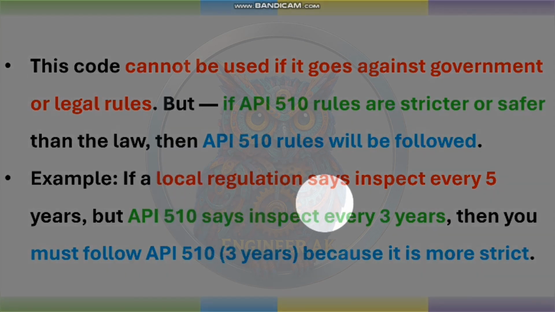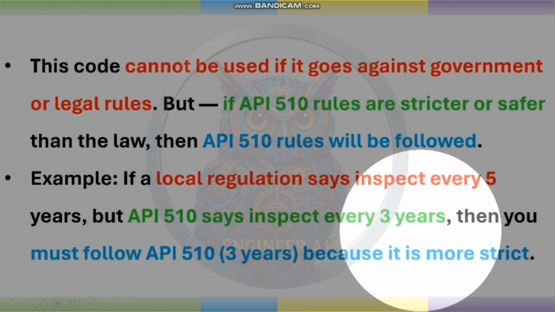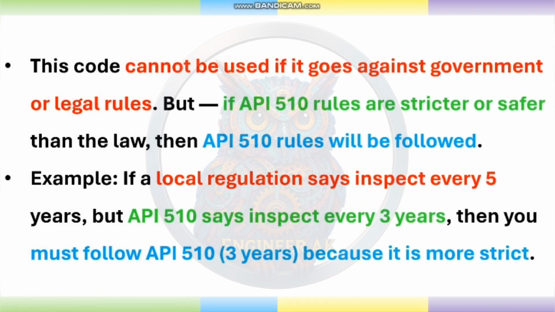local regulations, right? And if we swap it, for example, if API 510 says you have to inspect it after 5 years, and the local regulations say you have to inspect it after 3 years, then you have to follow the local regulation. It means you have to select the option that leads to the safe operation of vessels, or whose frequency is higher, right?